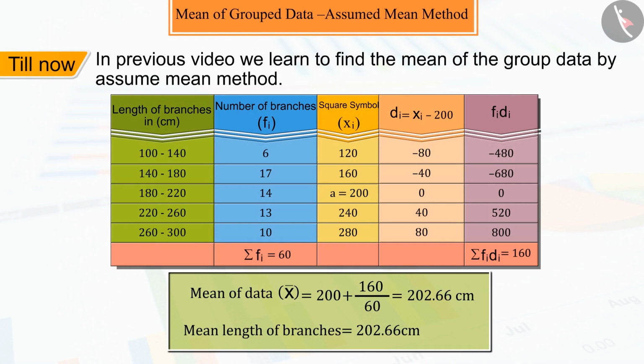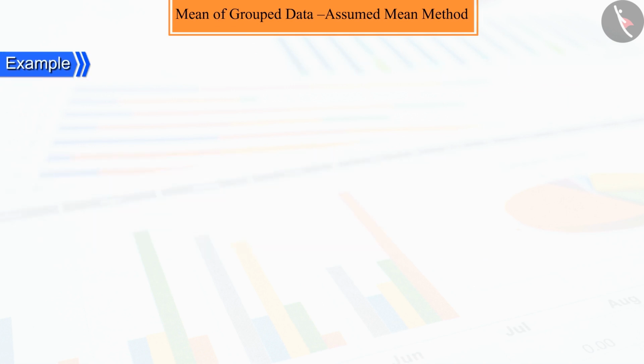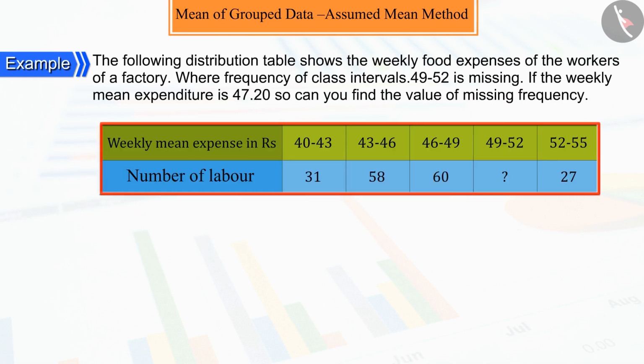In the previous video, we learned to find the mean of the grouped data by the assumed mean method. Today, we will see an interesting example based on it. The following distribution table shows the weekly food expenses of workers of a factory, where the frequency of class interval 49 to 52 is missing. If the weekly mean expenditure is 47 rupees 20 paise, can you find the value of the missing frequency?